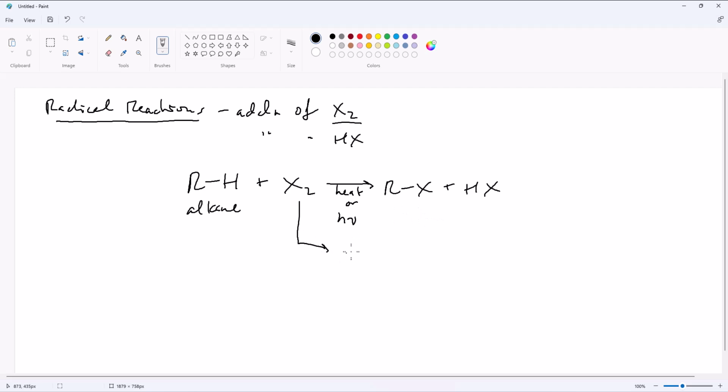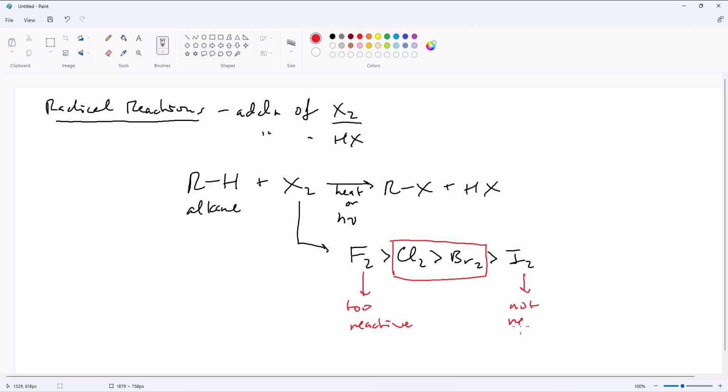Now when we're looking at the X2 that we would use, fluorine, F2, is going to be more reactive than chlorine, which is going to be more reactive than bromine, which is going to be more reactive than iodine. And that's directly resulting from the strength of the bond. So the F2 bond is fairly weak, the I2 bond is fairly strong. Usually when we're doing these reactions, we're really only dealing with Cl2 and Br2. F2 is too reactive. It's exothermic to the point that it really overfluorinates compounds and often gets quite explosive. I2 is not really reactive. It's fairly endothermic and takes too much energy to make this reaction very viable.